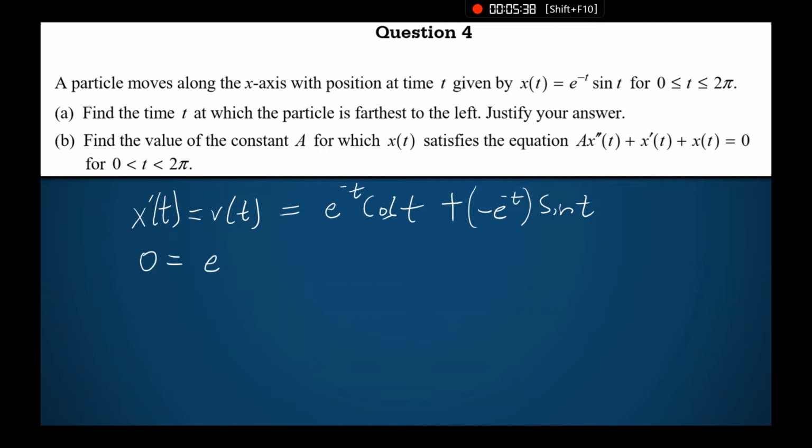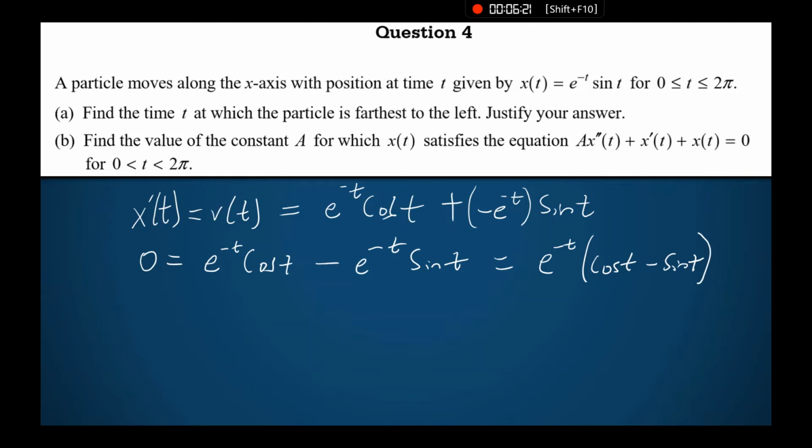0 is equal to e to the negative t cosine t plus negative e to the negative t sine t. I'm just going to make that a minus, so minus e to the negative t sine t. And therefore, I could pull out my e to the negative t, and this would be e to the negative t times cosine t minus sine t is equal to 0. Okay, so this will be equal to 0 whenever cosine minus sine is equal to 0, since e to the negative t can never equal 0, right?